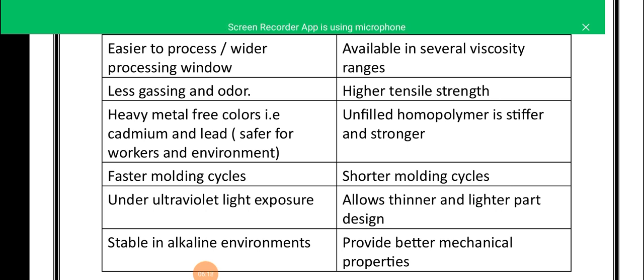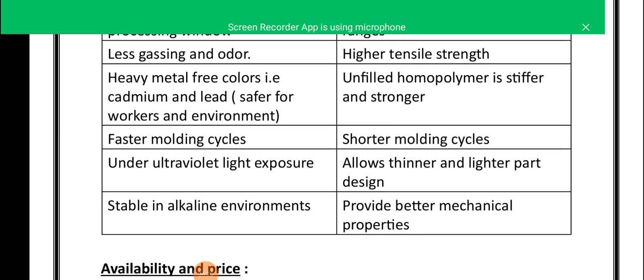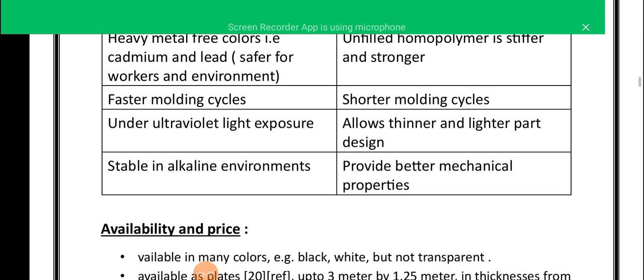is stiffer and stronger. Acetal copolymer has a faster molding cycle, while the acetal homopolymer has shorter molding cycles. The molding cycle basically consists of several steps like clamping, injection, cooling, dwelling, mold opening, ejection, and mold closing. The time taken to complete these steps is known as the molding cycle.